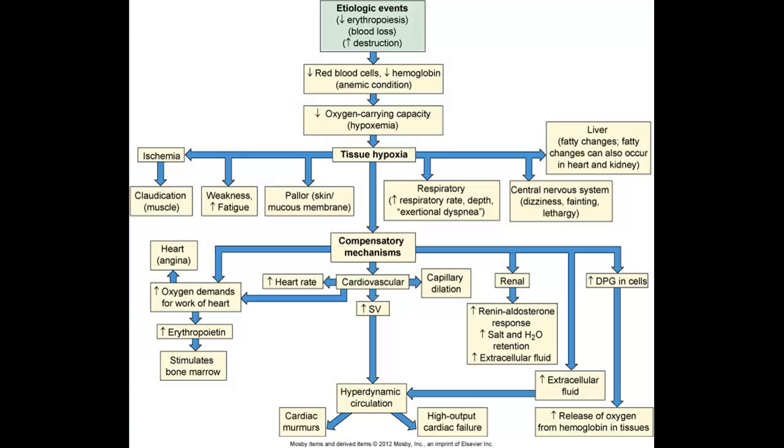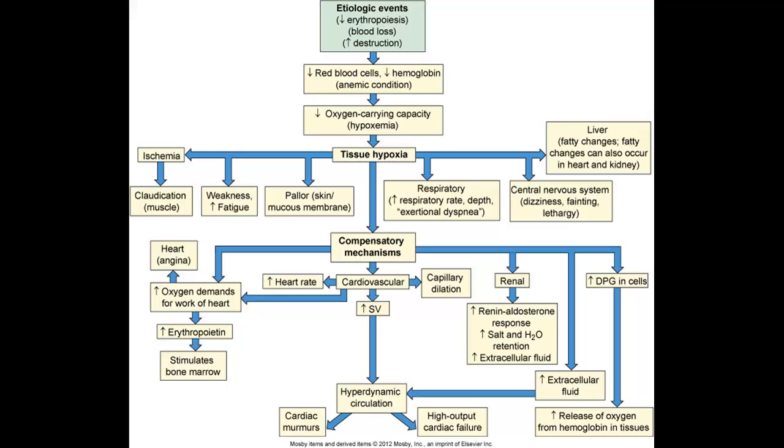What this very busy diagram is showing us is the function by which the patient is producing red blood cells and how having anemia is going to affect the patient. Well, one of the first things it's going to do as you go down your chart here is to cause tissue hypoxia.